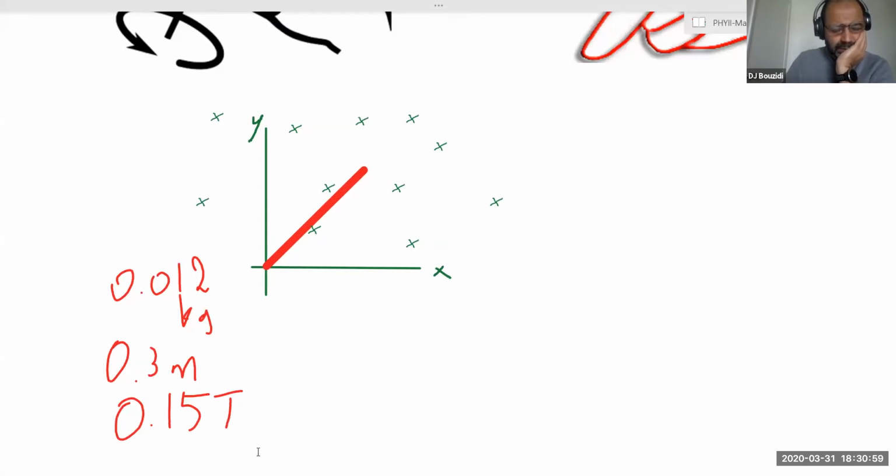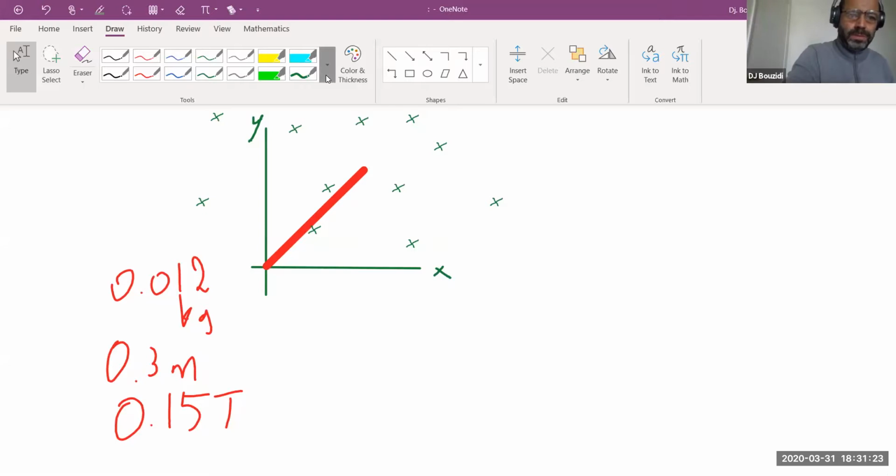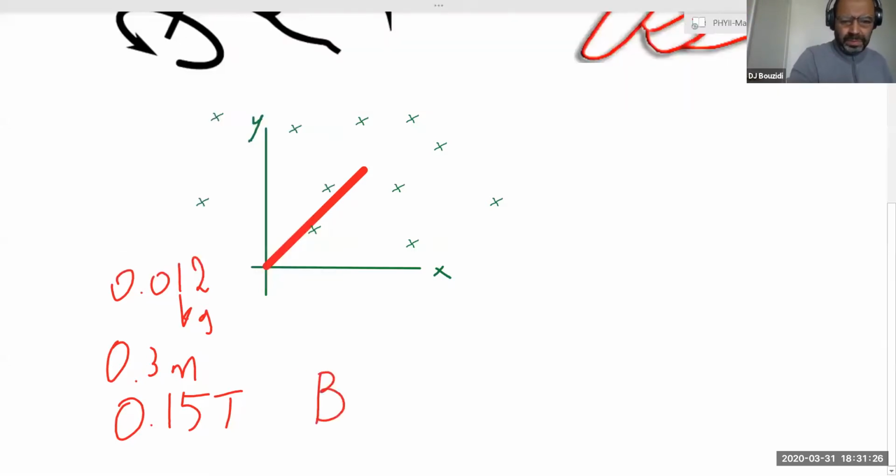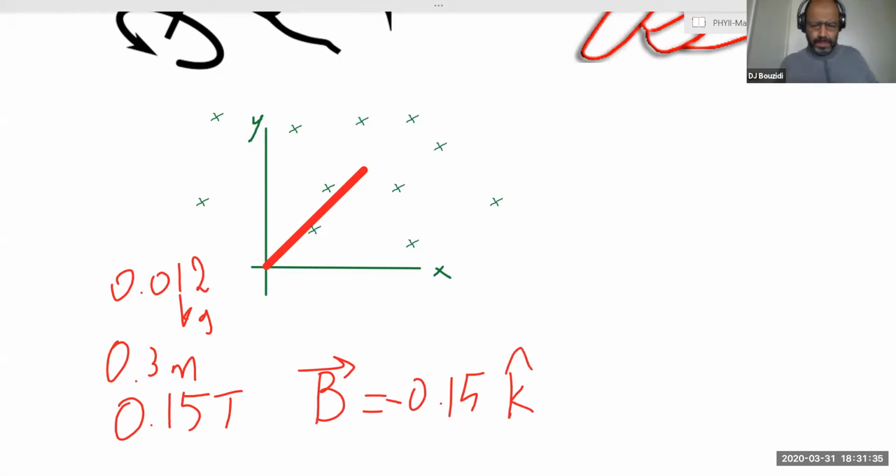So the magnetic field is in the negative direction of the z-axis. If I do it this way, this is the x-axis, the y-axis, and the z-axis is coming out. So the magnetic field, if I write it as a vector, is minus 0.15 times the k-hat direction. So we agree on the sign and the value. So B as a vector is equal to minus 0.15 k-hat. Okay, so we have B. What else do they ask us in this problem?